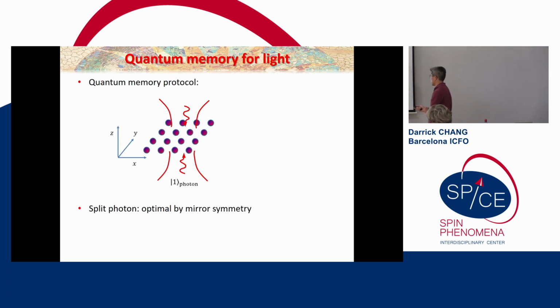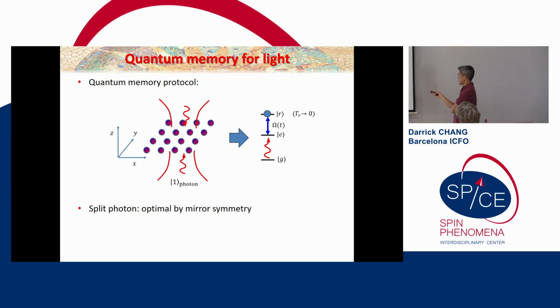So here's how a quantum memory protocol might work when you have an array. The first thing you do when you have this single photon is split it on a beam splitter and send it in symmetrically onto the array from both directions. That makes sense because the atomic array has a mirror symmetry, so it naturally wants to couple to light that's sent in symmetrically.